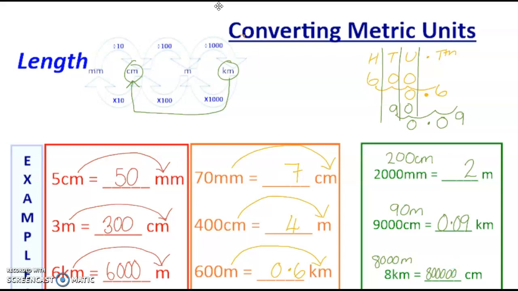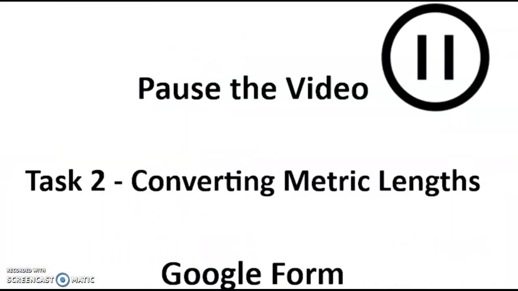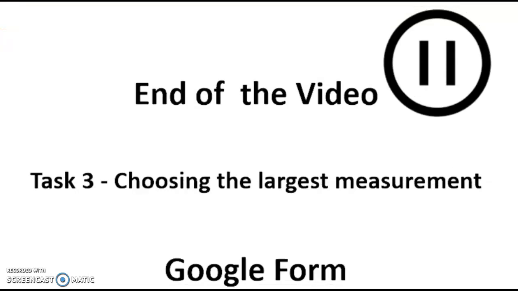Whew, that's tricky. So, in a second I'm going to ask you to pause the video and have a go at task number 2, converting metric units. You need to put your answers in the boxes. There are 3 sections. You have to do the red and the amber section. And then if you found them a little bit hard, you can leave the green section if you want to. Pause the video now. And finally, I'd like you to have a go at the final task of choosing the largest measurement which is combining all of our skills. Good luck.